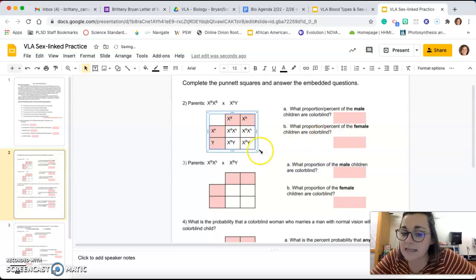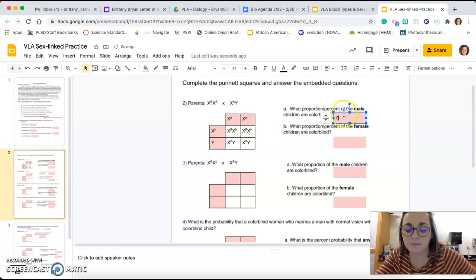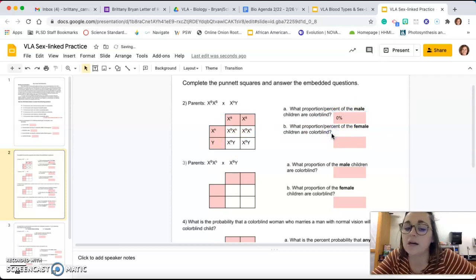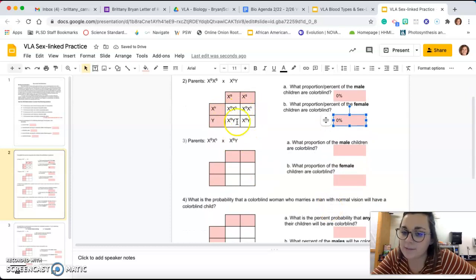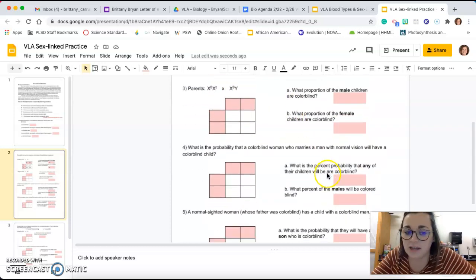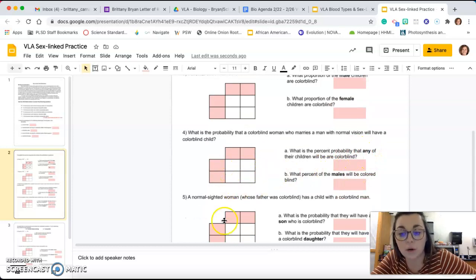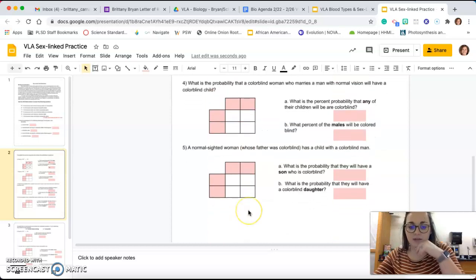So again, color blindness is recessive. So you can see our 2 male squares here. Neither of them have a recessive. So this would be 0% of the males are colorblind. And then what about the females? The females, again, to be colorblind, you have to have 2 recessive alleles, and they are both carriers, but they are not colorblind. So we would put 0% again. So we're just looking at the females, we're just looking at the males. And if it says any children, like down here on number 4, we would look at all 4 boxes. But just males, we're just looking at the 2 male boxes, females, etc.